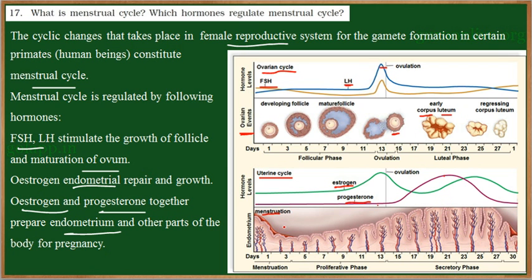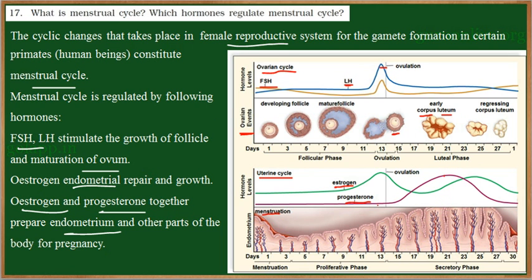So the entire phase can be divided into the ovarian cycle and the uterine cycle. The ovarian cycle includes the pre-ovulatory phase, ovulation and the post-ovulatory phase. The pre-ovulatory phase is called the follicular phase and the post-ovulatory phase is called the luteal phase.